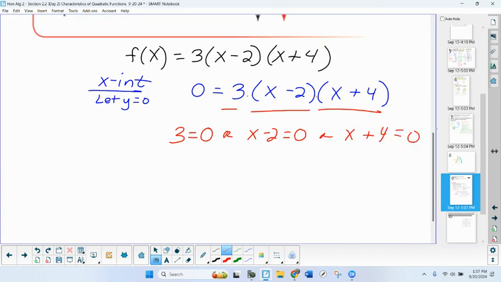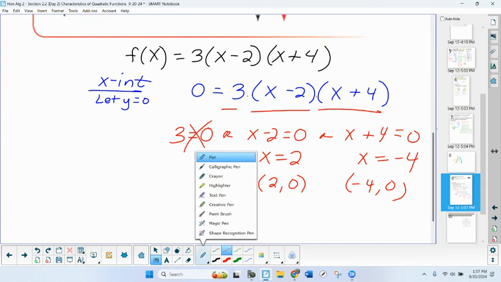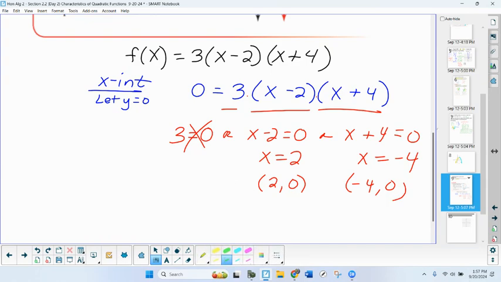Now, some of you are still stuck back here. 3 is 0. What's she talking about? Do you have anything to solve there? No. So that goes away. What do you do to solve here? Add 2, you get 2. What do you do here? Subtract 4, you get negative 4. So my x-intercepts are 2, 0, and did you guys have to do any work to get from here to here? Could you have picked that out now? What are your x-intercepts? 2, negative 4. Done. There's my x-intercepts. That's why it's nice, x-intercept form.